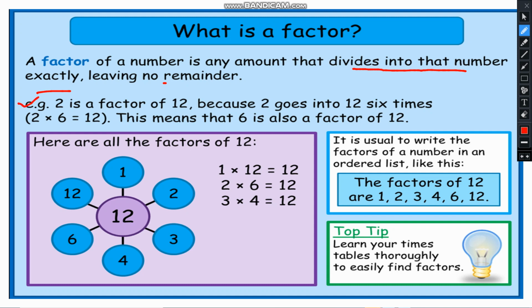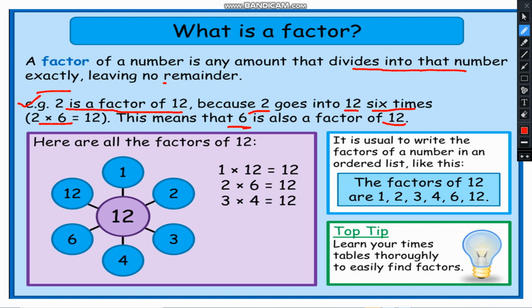We have taken this example here. We are saying 2 is a factor of 12. Why? Because 2 goes into 12 how many times? 6 times. So 2 into 6 is 12. That means 2 and 6 are factors of 12. So 6 is also a factor of 12.